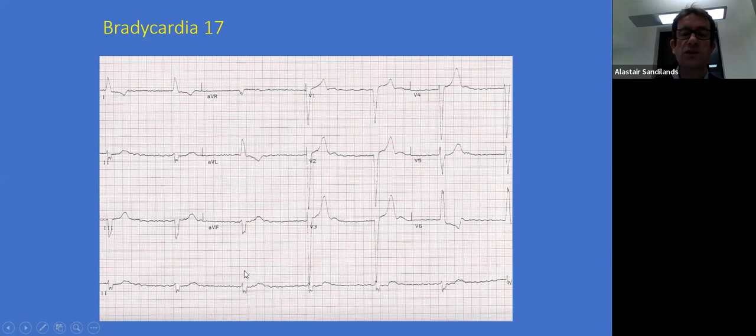Because AF should conduct irregularly if it's going through the AV node. But in this example, the spacing between the QRSs is exactly the same. It's a regular rhythm. So this is atrial fibrillation with complete heart block and a broad escape. Broad because the QRS is broad. And because this is left bundle branch block pattern, it's coming from the right ventricle, the escape beat.